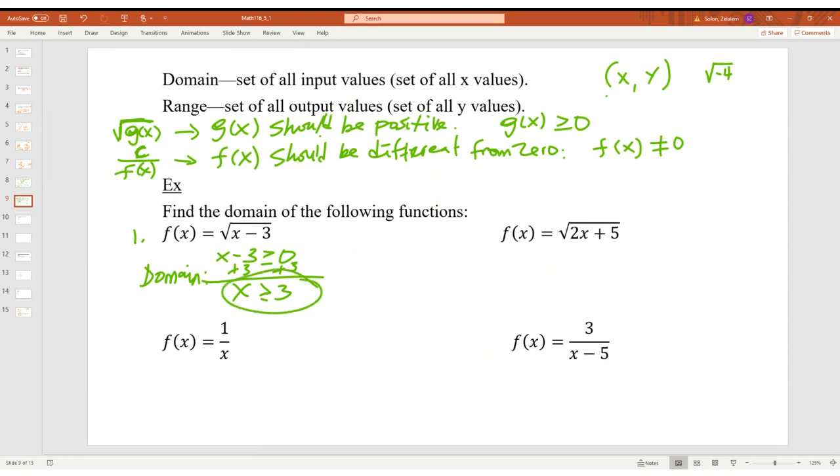So the domain is x greater than or equal to 3. You can't use any number less than 3. If you use any number less than 3, it makes it undefined. For example, if I choose 0, it becomes the square root of 0 minus 3, which equals the square root of -3, which is undefined. So the numbers have to be greater than or equal to 3. Okay, now what is the domain for the second one here? Number 2 is on the right. What is the domain for number 2? Write your answers in the chat.